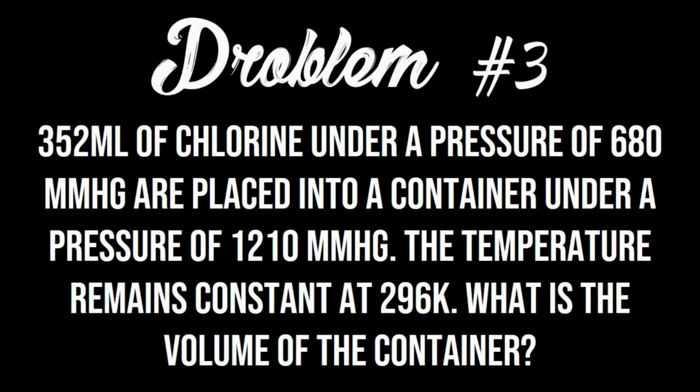The given problem is 352 mL of chlorine under a pressure of 680 mmHg are placed into a container under a pressure of 1210 mmHg. The temperature remains constant at 296 Kelvin. What is the volume of the container?